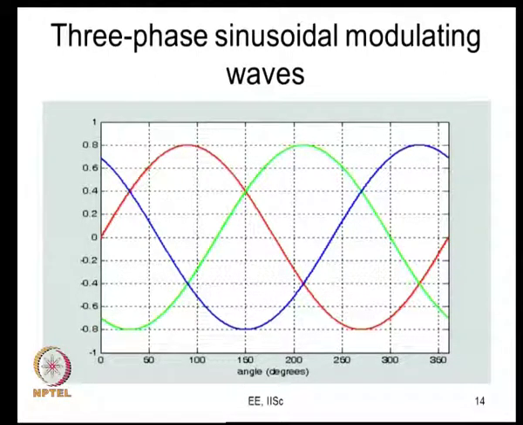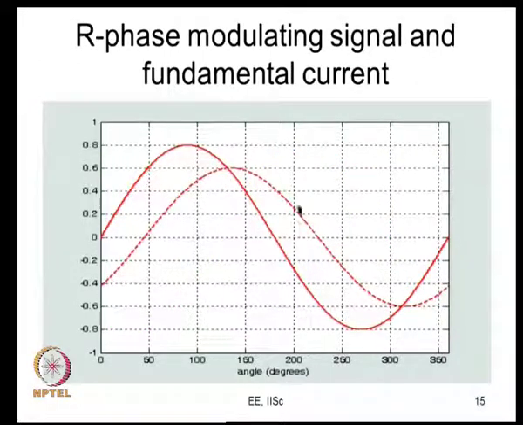So, there is some current flowing through that. Let us say this is the amount of fundamental current flowing. This is the R phase modulating signal, so the R phase fundamental voltage is proportional to this. Here I have shown a modulation index of 0.8, so 0.8 into VDC by 2 would be the peak phase fundamental voltage. Let us say VDC is 600 volts. So, VDC by 2 is 300 volts, and 0.8 into 300 is 240 volts. So, the inverter is applying a fundamental voltage whose peak value will be 240 volts in this case.